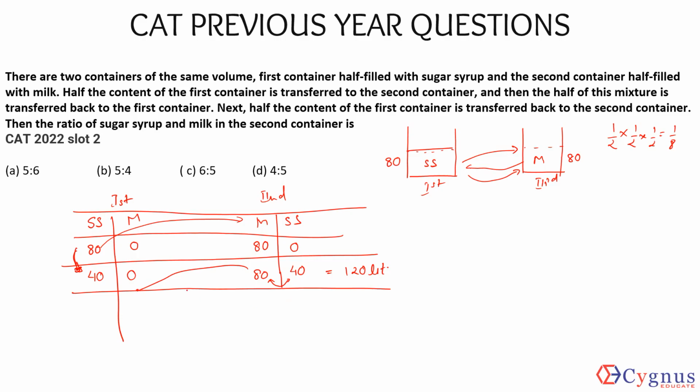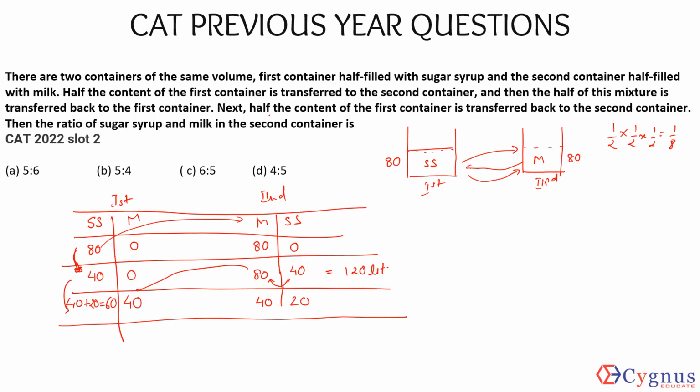So in those 60 liters, I'm going to transfer 40 liters of milk here and the remaining 20 will be sugar syrup. So now, after the second transfer, the first container will have 60 liters of sugar syrup and 40 liters of milk. And here, I'll be left with 40 liters of milk and 20 liters of sugar syrup after the second transfer. This was the second transfer.